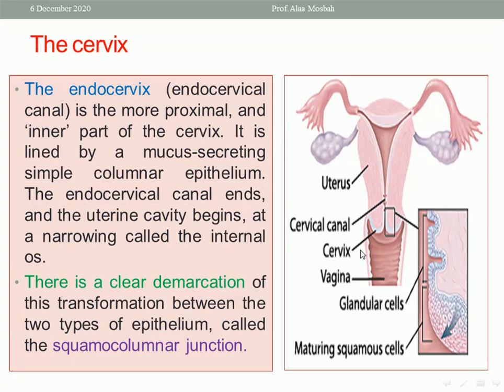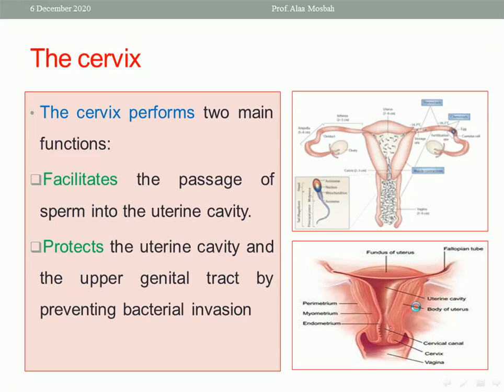so these changes occur under the effect of hormones. As you see in the picture, this is the squamocolumnar junction: this is columnar epithelium, this is stratified squamous epithelium, and this is the junction. The cervix performs two main functions: facilitate the passage of sperms into the uterine cavity at the time of ovulation, and also protect the uterine cavity and the upper genital tract by preventing bacterial invasion through closure of the lumen by the cervical mucus plug.